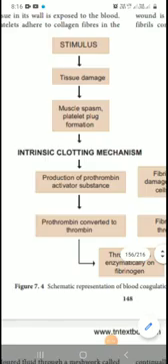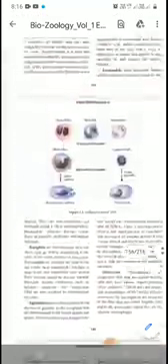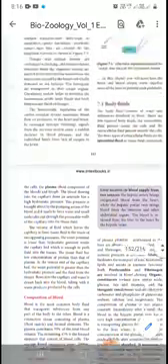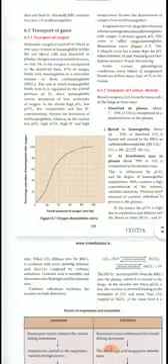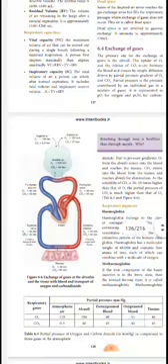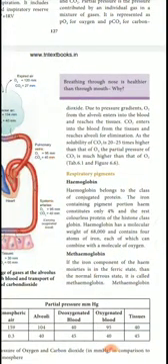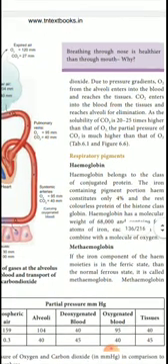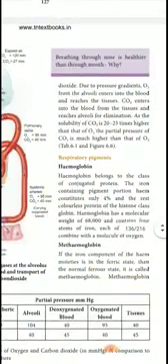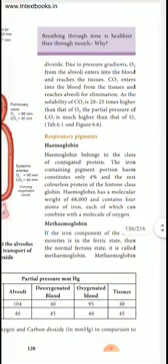Next, due to the pressure gradient, oxygen from the alveoli enters into the blood and reaches the tissue. CO2 enters into the blood from the tissues and reaches the alveoli for elimination. So oxygen moves inside, and CO2 is eliminated out of the body. CO2 diffuses 20 to 25 times higher than oxygen.